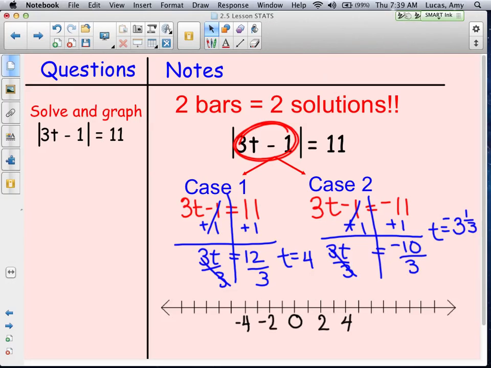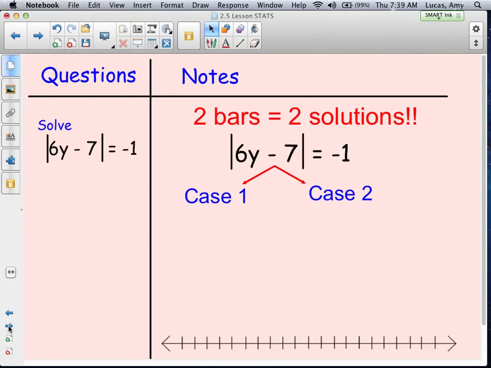okay, means graphing those 2 points. So 4 is one of my solutions, and negative 3 1/3, which is about right here, is my other solution. So you're just graphing those 2 points on a number line.